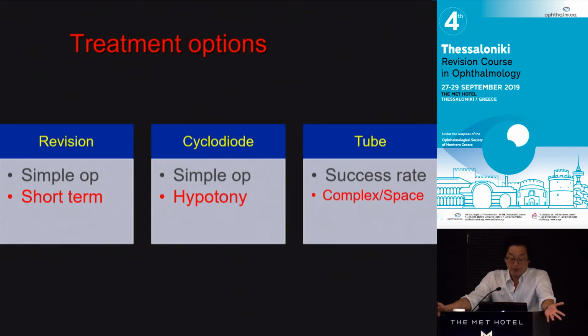Diode. Possible. I mean, you have these 3 options. Short-term, a needling will work very well. If you revise it, it will work for 3 months. It will scar again. Diode, possibly hypotony, because this is an inflammatory eye. And my worry is that you may push it the other way into a hypotonous eye. And tube surgery, is there enough space? So I actually consented the patient for diode and tube, if I can find enough space.